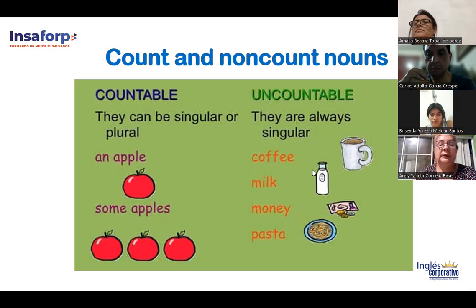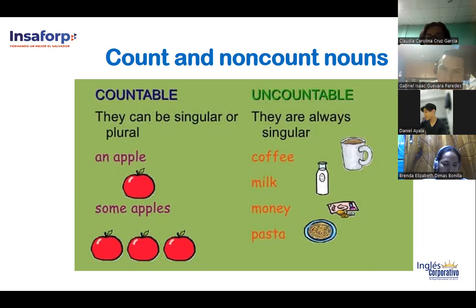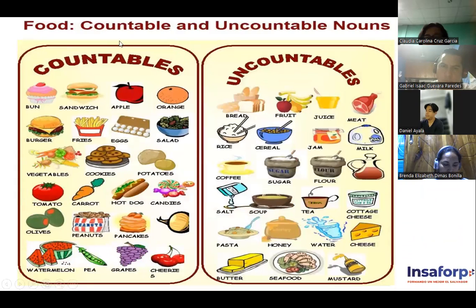We don't say 100 rices or 30 beans. We cannot count them, right? So they are always singular, because we cannot count every sugar or every rice, right? It's not possible. So that's why they are uncountable. They will always be singular. Okay, now there are some words that we use with countable and uncountable nouns.